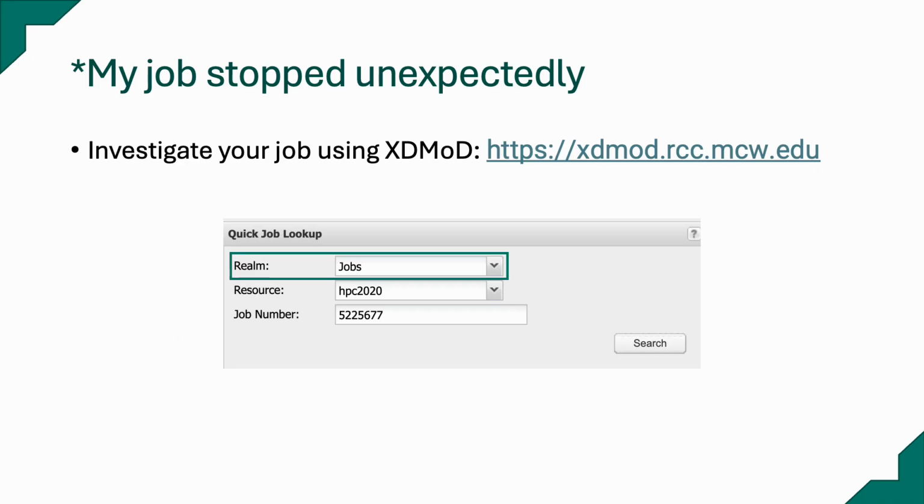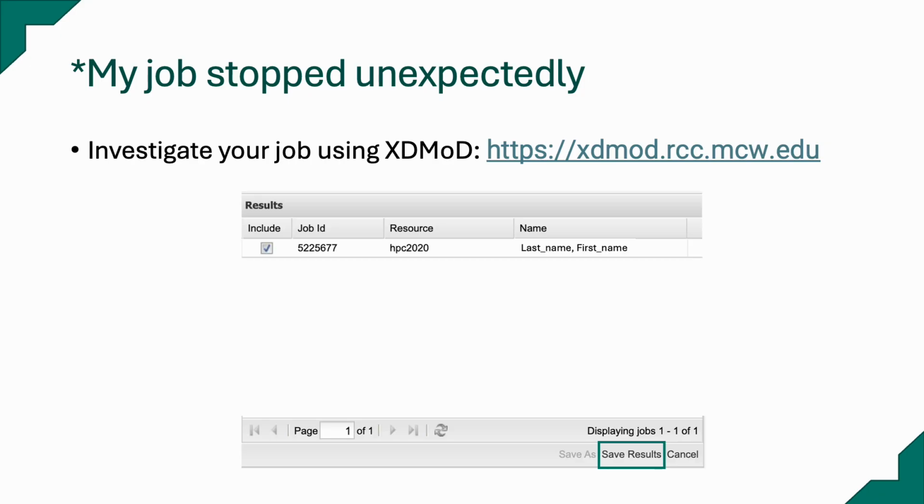Enter the values that I mentioned earlier from the output of the SF command in the Quick Job Lookup section: cluster name and job number. Make sure to select jobs in Realm and then click Search. Your job will appear in the results area. Click on Save Results at the bottom.